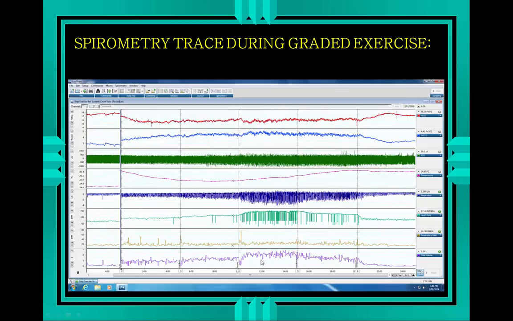So we see this person is acting appropriately. She increases her tidal volume and increases respiratory rate a little bit in order to achieve, I should say, a massive increase in pulmonary ventilation.